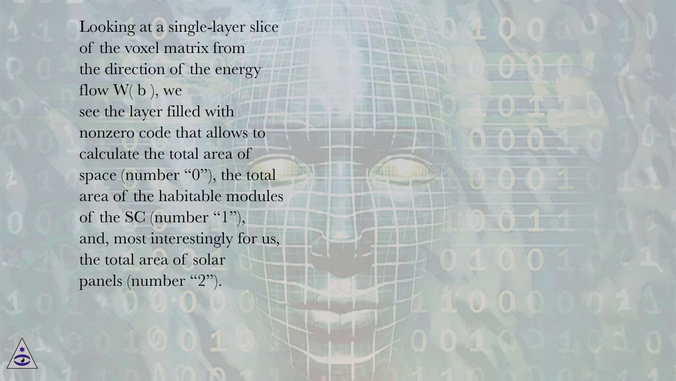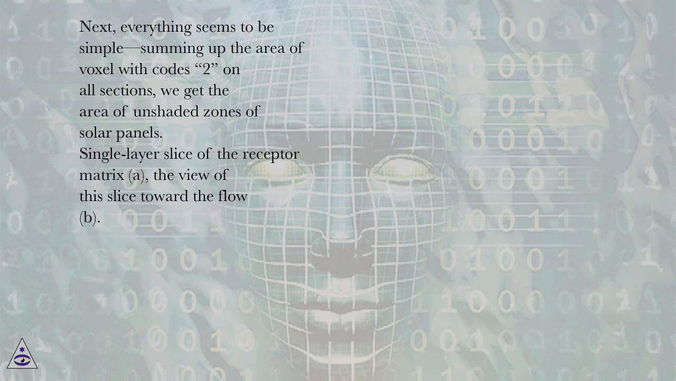Looking at a single layer slice of the voxel matrix from the direction of the energy flow, we see the layer filled with non-zero code that allows to calculate the total area of space, number 0, the total area of the habitable modules of the SC, number 1, and, most interestingly for us, the total area of solar panels, number 2. Next, everything seems to be simple. Summing up the area of voxels with codes 2 on all sections, we get the area of unshaded zones of solar panels. Single layer slice of the voxel matrix, A, the view of this slice toward the flow, B.